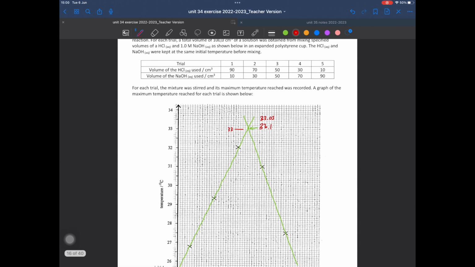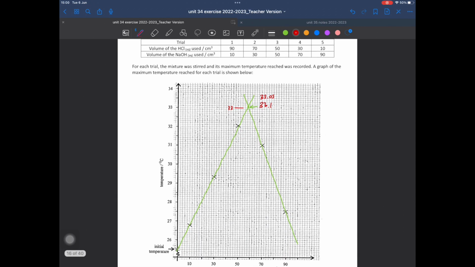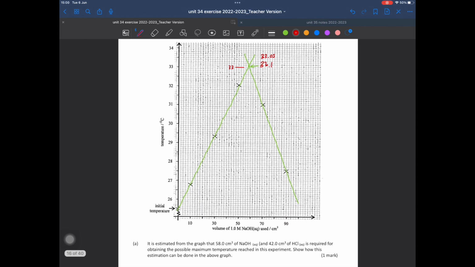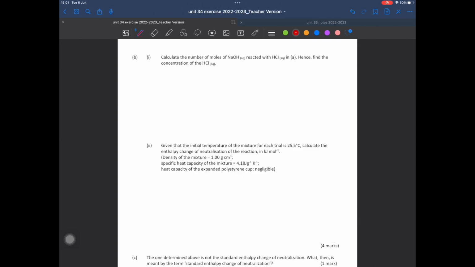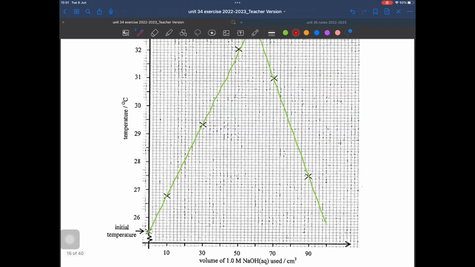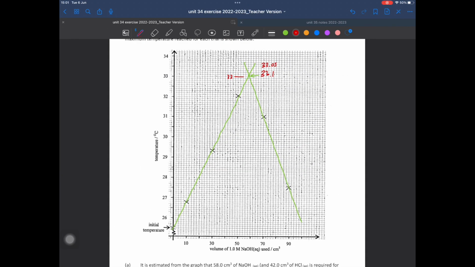Question 7. Now, first step, we have done it in the lessons. We got the highest temperature change is 33.1 degrees Celsius, because we can find the highest temperature change from the graph. And here is 58.0 cm3.